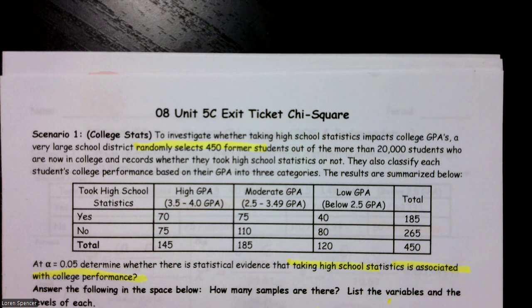How many variables? List the variables and the levels. Well, there are two variables. The first variable is took stats, which has two levels: yes, you took it, or no, you did not. And the other variable is GPA, and there are three levels: high, medium, and low. I'm just going to put H, M, and L.